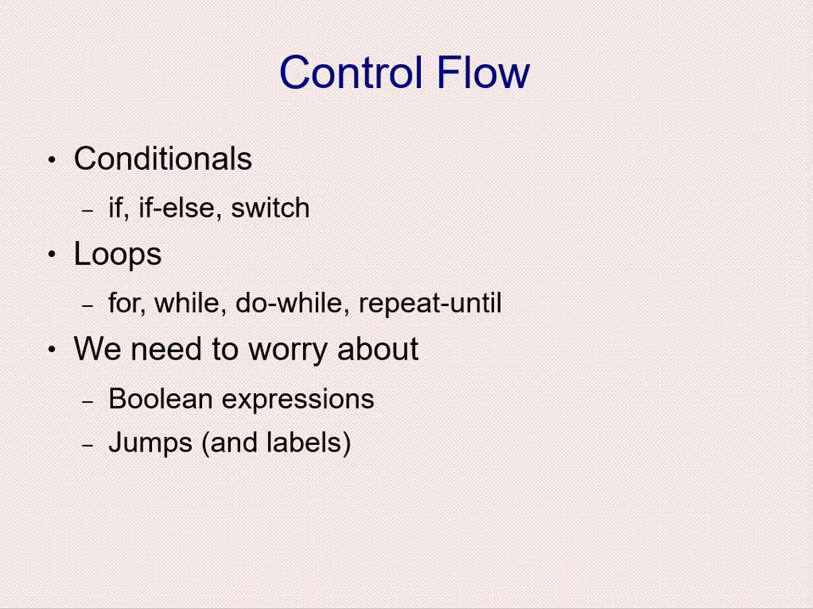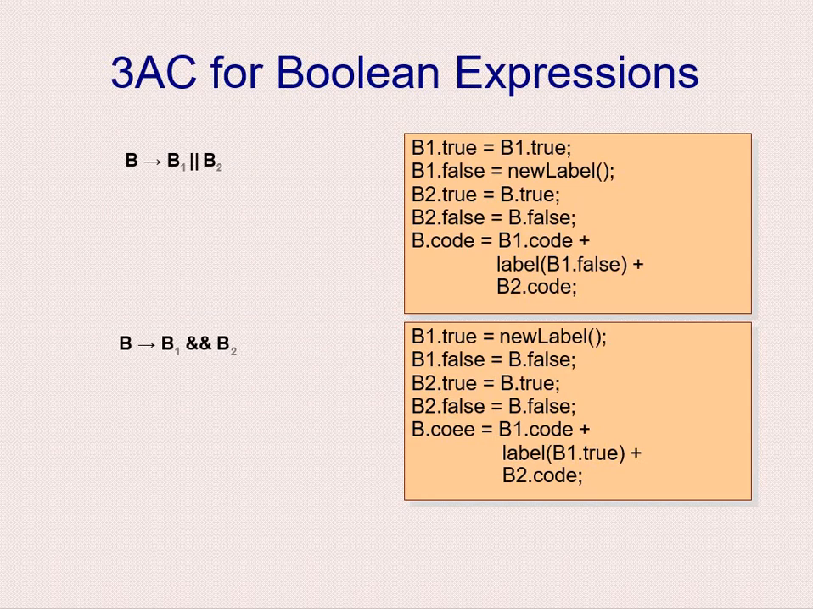And suppose loopings are there, like for, while loop, do while loop, repeat until loop. So that we will see here. We need to worry about Boolean expressions and jumps also. So for that we will also see Boolean expressions, how we will represent them. So here we can see three address code for Boolean expression.